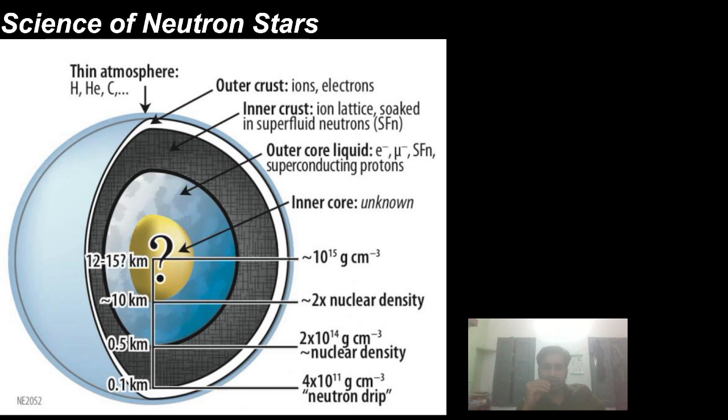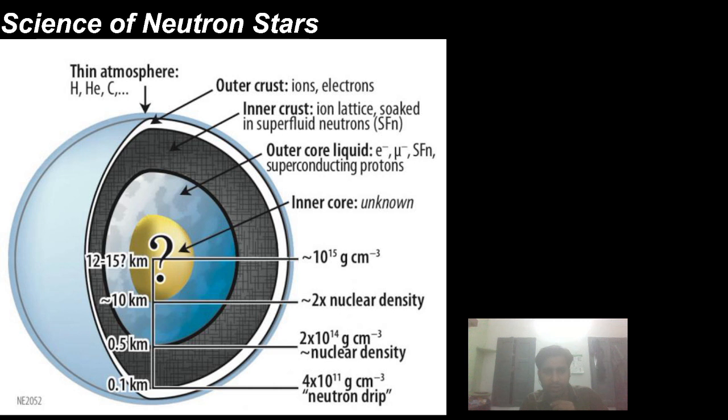As we can see from the figure, the density of the neutron star goes on increasing when we move from the outer layer to the interior of the star. Means when we move from the outer layer of the star to the core, its density goes on increasing. The density at the outermost layer of the neutron star is around 4 times 10 raised to the power 11 gram per centimeter cube.